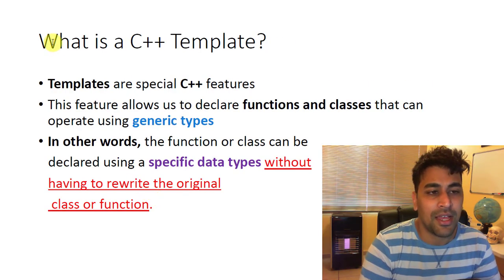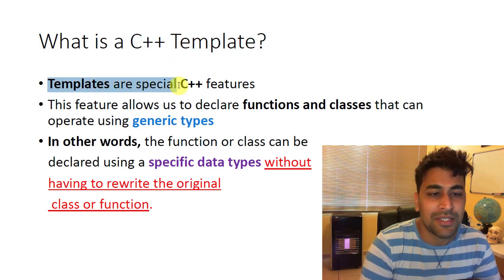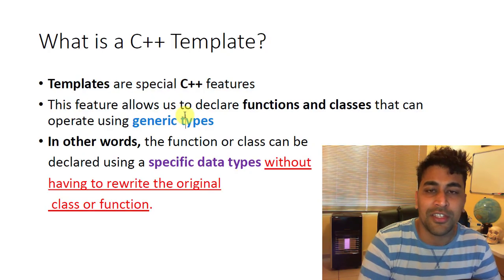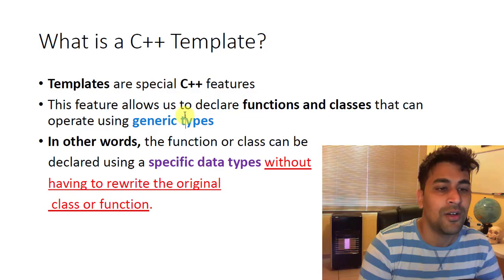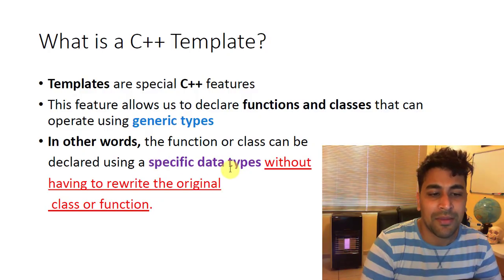Another thing that we will be exploring in this lesson is this notion of a C++ template. C++ templates are special C++ features. This feature allows us to declare functions and classes that can operate using generic types. For example, creating a queue of integers, or a queue of strings, or a queue of doubles. In other words, the function or class can be declared using a specific data type without having to rewrite the original class or function for that specific data type.